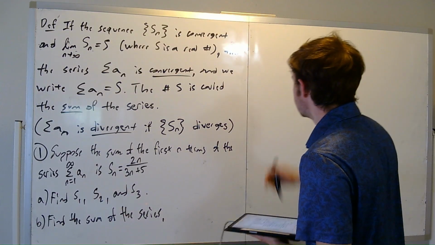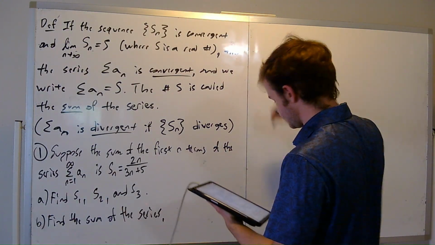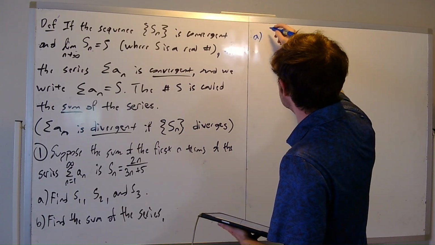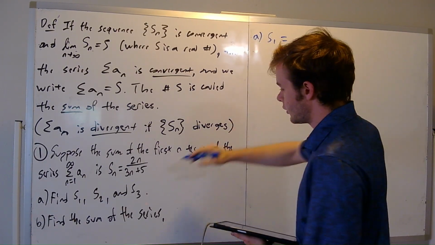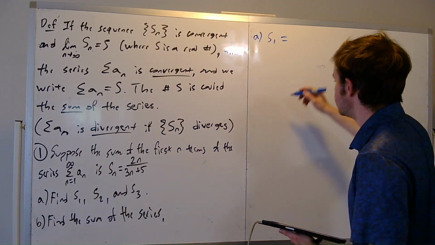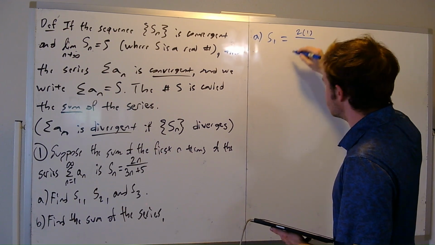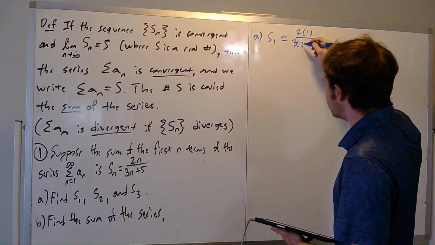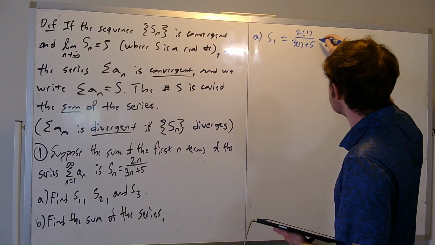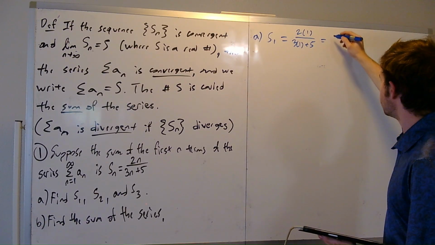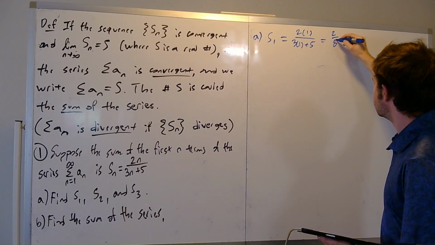So for part A, we're going to say S1. We already have a formula for this, so we're just going to plug in the numbers. So it's going to be 2 times 1 over 3 times 1 plus 5. Right, so if we just plug in the numbers, this is what we get, which is 2 over 5. Or sorry, 2 over 8. Which is 1/4.